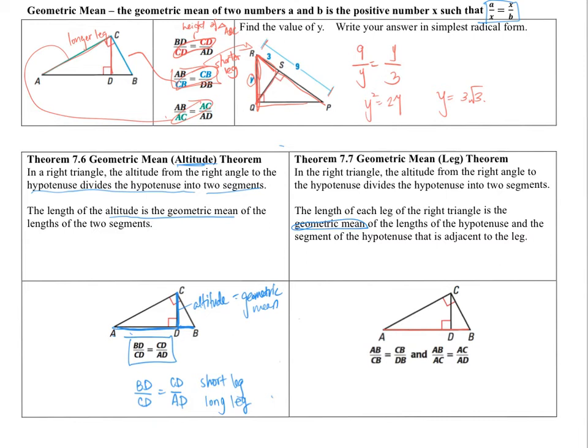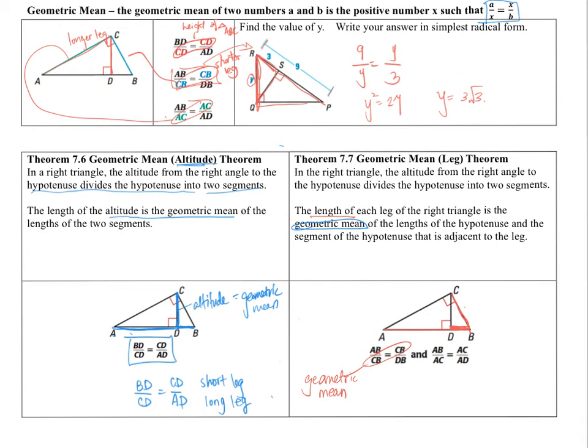AB to CB is equal to CB to DB. So CB here is your geometric mean. So that's one case.